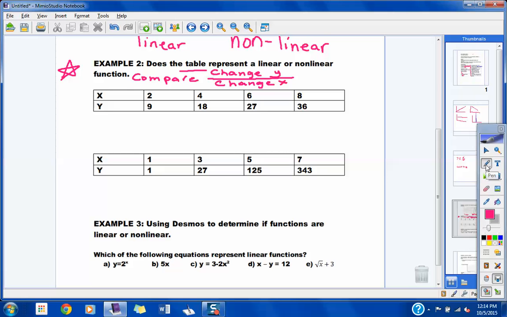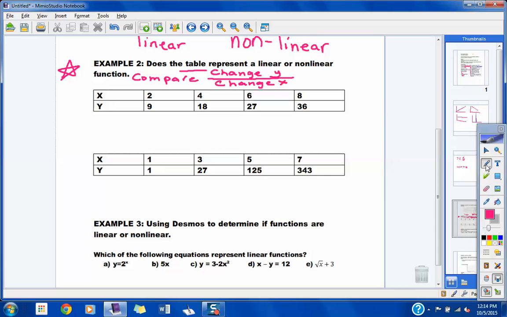Here we go. Guys, I have a table right here, and in this table we want to compare change in y and change in x. Keep in mind that change in y over change in x has one up top and one on the bottom. It's kind of a flip-flop from the way the table would look. Let's get started.